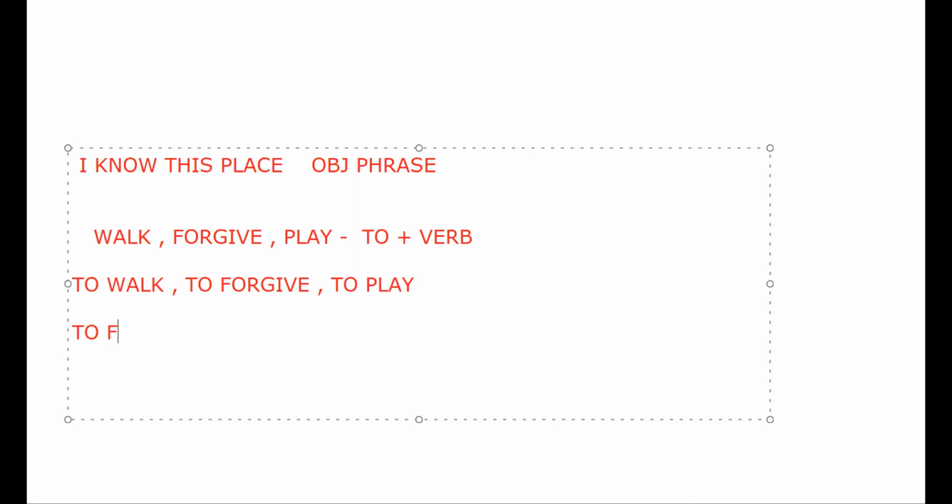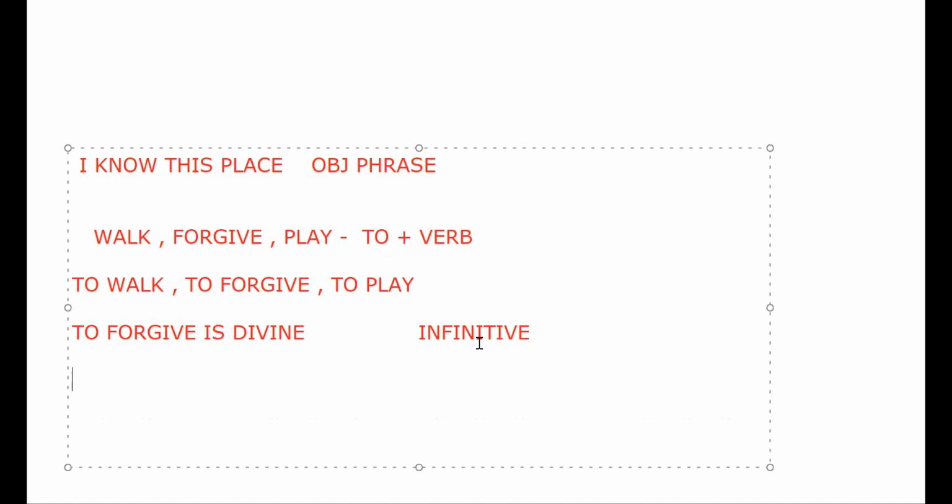To forgive is divine. What is divine? Any word or group of words which is the answer for what is used as a noun. So what is divine? This to plus verb is used as a noun, and that is called, guys, grammatically, an infinitive. It can be used in a subject position. It can also be used in object position.